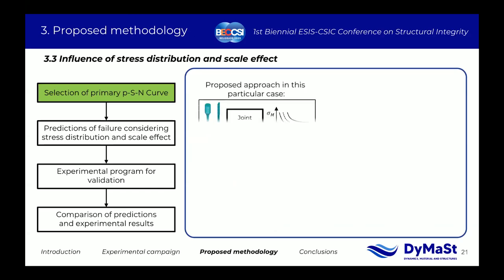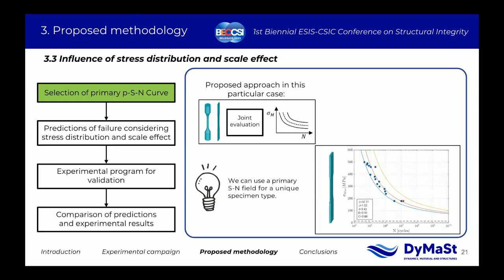In this case, I am going to use the primary SN field resulting from the joint evaluation, but as I show you here, we can just use, for example, a primary SN field for a unique specimen type. In this case, I show you the SN field we obtained for the flat specimen.